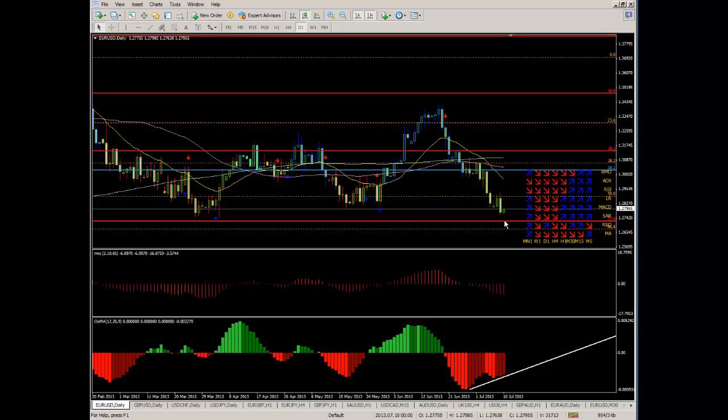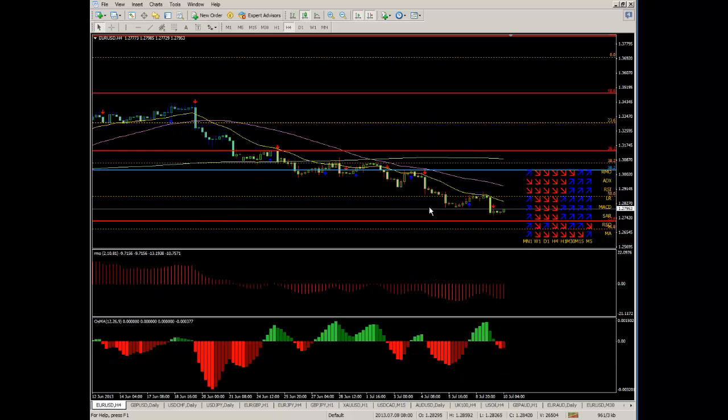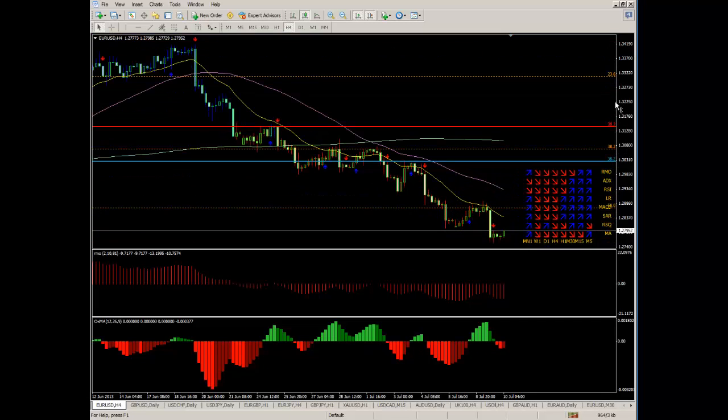We have to be well aware of these major support and resistance levels. And this 1.2742 mark is just one of those. So look for a confirmed break below that. Go to the 4-hour time frame. You can see, if you look at the 4 hours, we just, there we go.